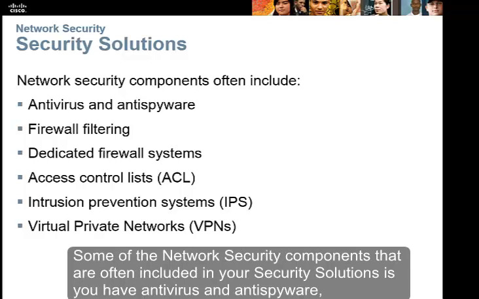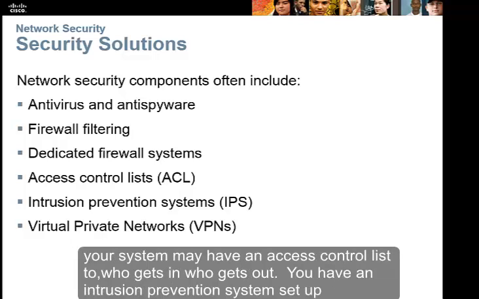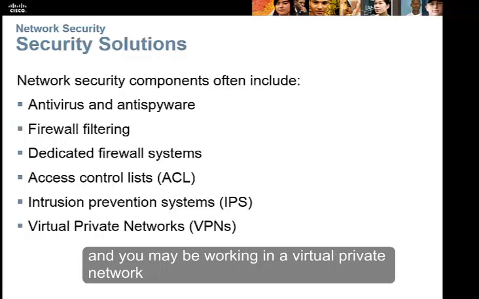Some of the network security components that are often included in your security solutions: you have antivirus and anti-spyware. You have firewall filtering going on. You may even have a dedicated firewall system. Your system may have an access control list, who gets in, who gets out. You have an intrusion prevention system set up, and you may be working in a virtual private network.